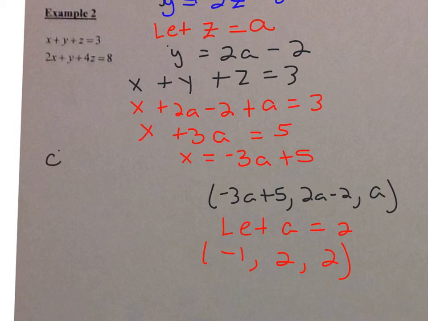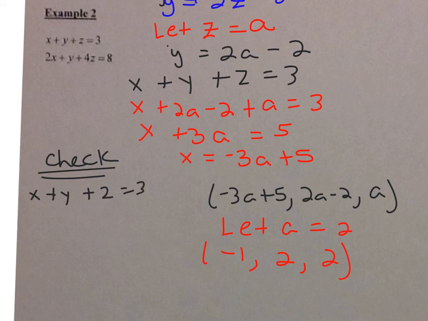Now I'm going to do the check over here. So I'm going to check x plus y plus z equals 3. So it's negative 1 plus 2 plus 2 equals 3. So I have 1 plus 2 equals 3, 3 equals 3, and that checks.